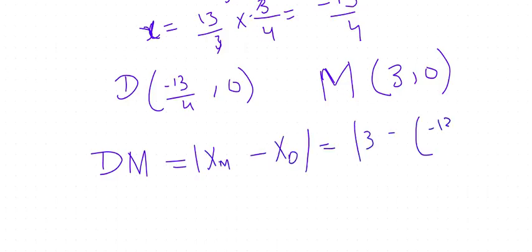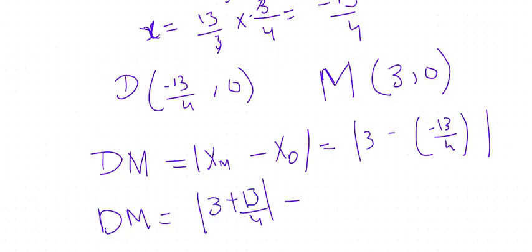So DM equals 3 plus 13 by 4, right? And we got 25 by 4 units after simplification. So this is the required answer we have to calculate.